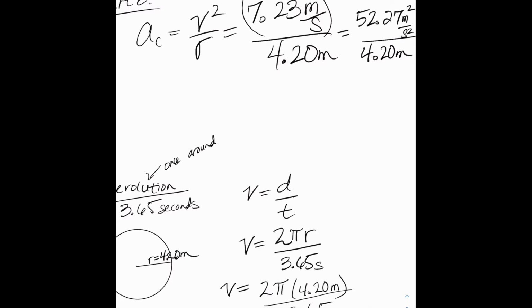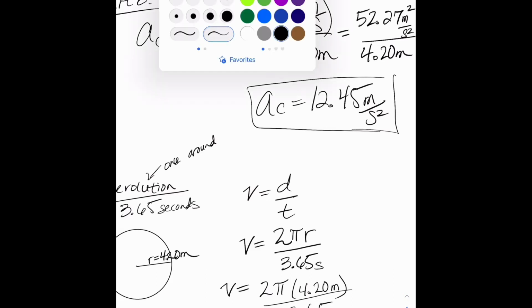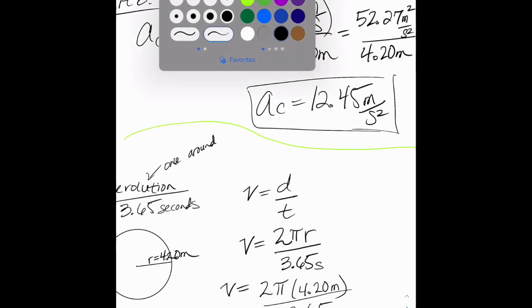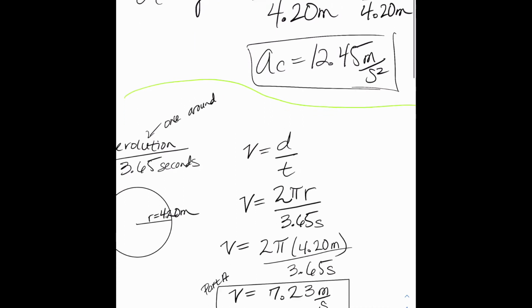Gives me about 12.45. So A sub c is 12.45 meters per second squared. Okay, so let's try and separate these two parts. All right, so there we have it. Part B, there's our answer.